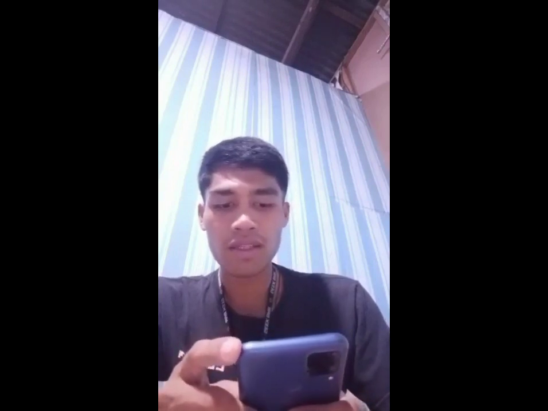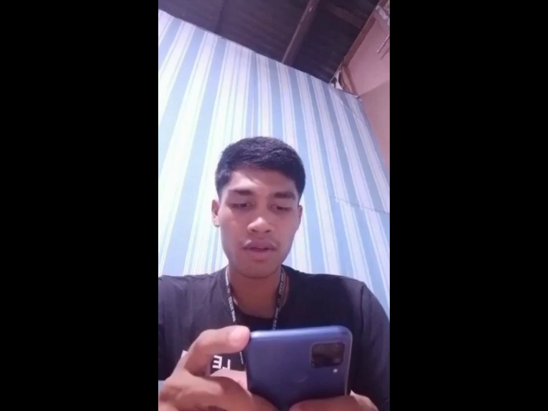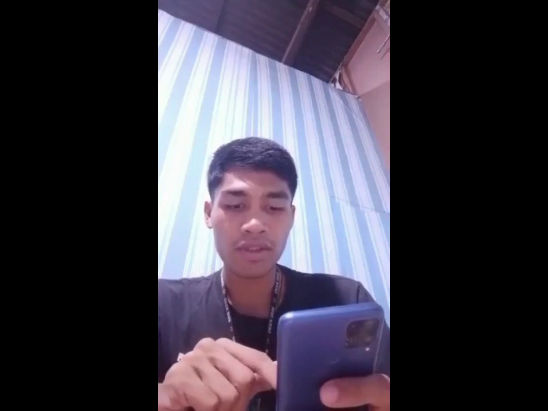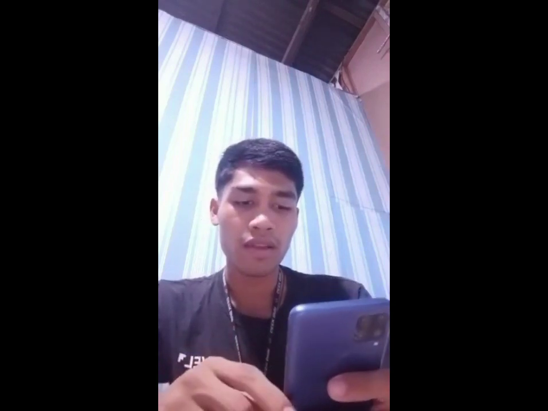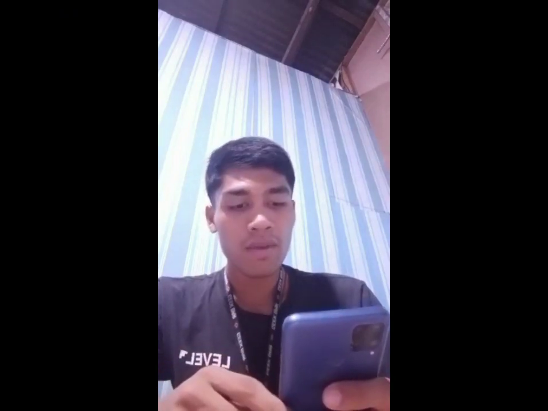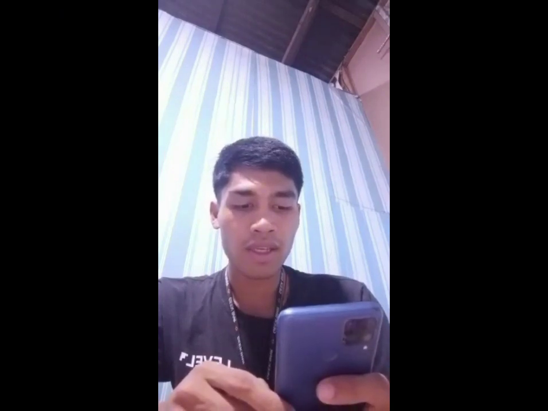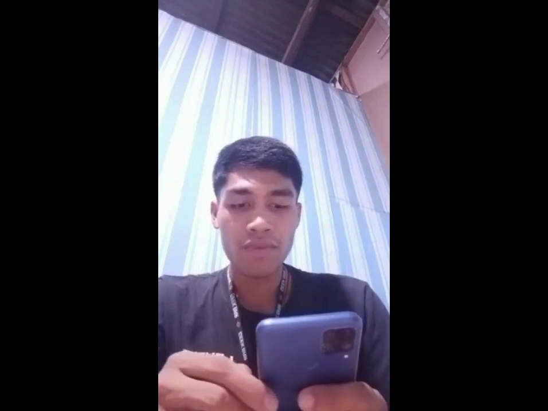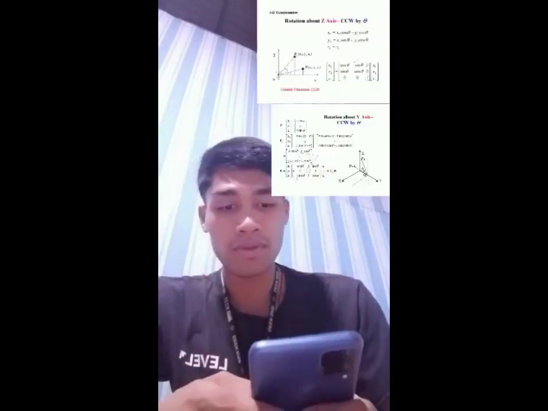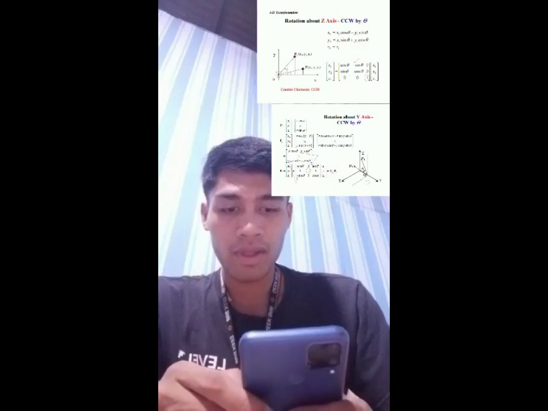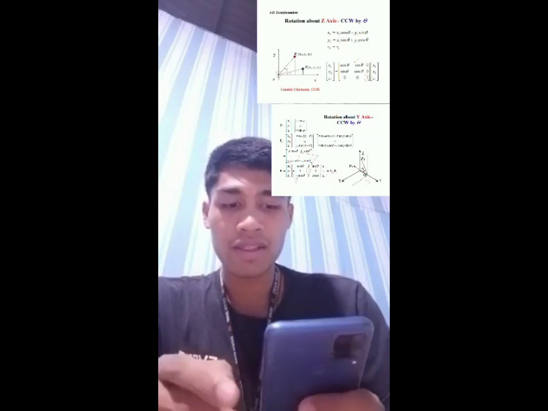Rotation about the x-axis and CCW by θ. Rotation about the x-axis is the kind of rotation where the object is rotated parallel to the x-axis principal axis, where the z coordinate remains unchanged and only the other two coordinates, x and y, change. This is an example of rotation about the x-axis, z-axis, and CCW by θ.